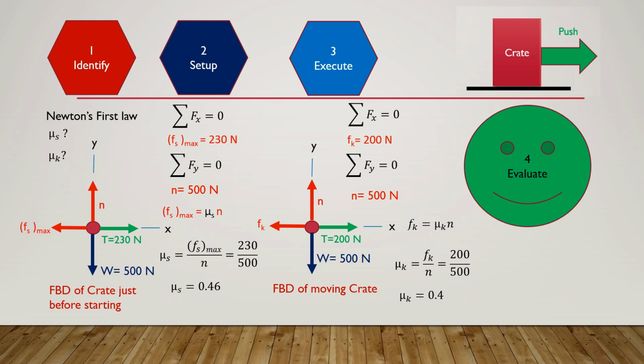We have calculated the value of mu s as 0.46 and the value of mu k as 0.4. We have found that the coefficient of static friction is greater than the coefficient of kinetic friction. This is a logical answer, so our answer is correct.